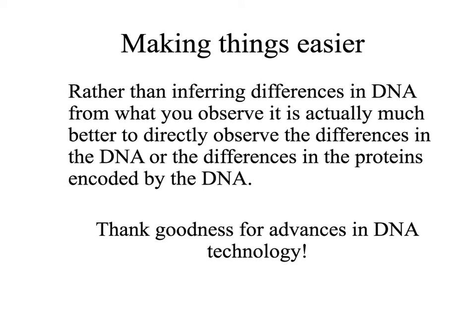So to make things easier, what has developed is that rather than inferring that there are differences between the DNA from the characteristics that you're observing, we started to directly observe these differences. So we actually look at the DNA-based sequence and see how that varies between one organism and another organism. Or we look directly at the differences in the proteins. Now we can make that link because we know that the DNA-based sequence directly determines the amino acids that are produced and hence the protein that's produced. So all these advances in DNA technology have totally revolutionised how we classify.